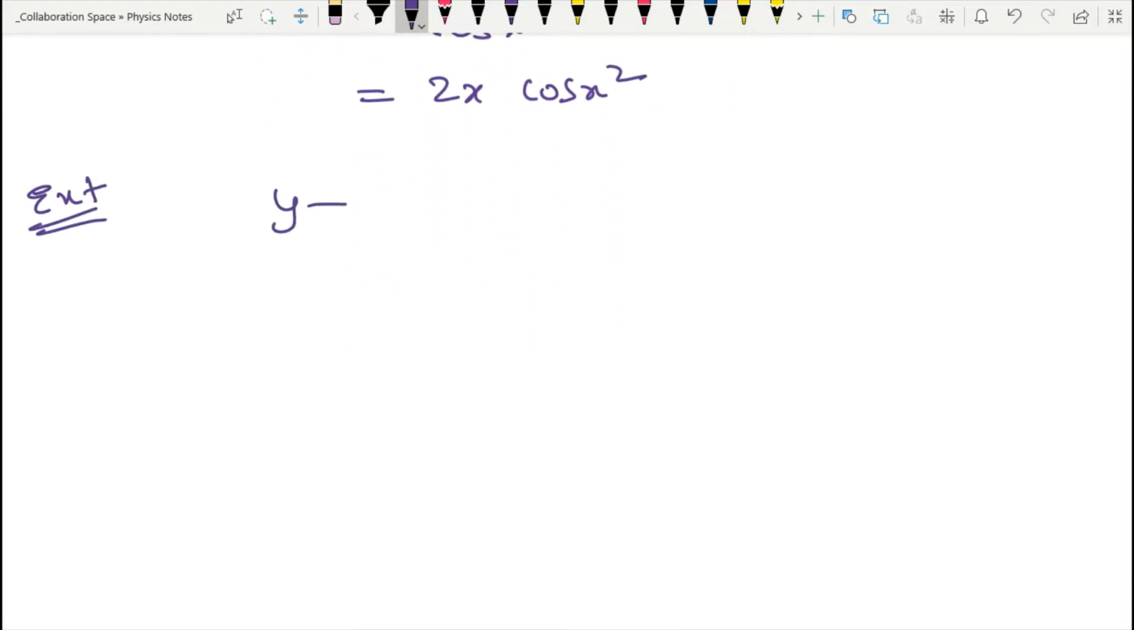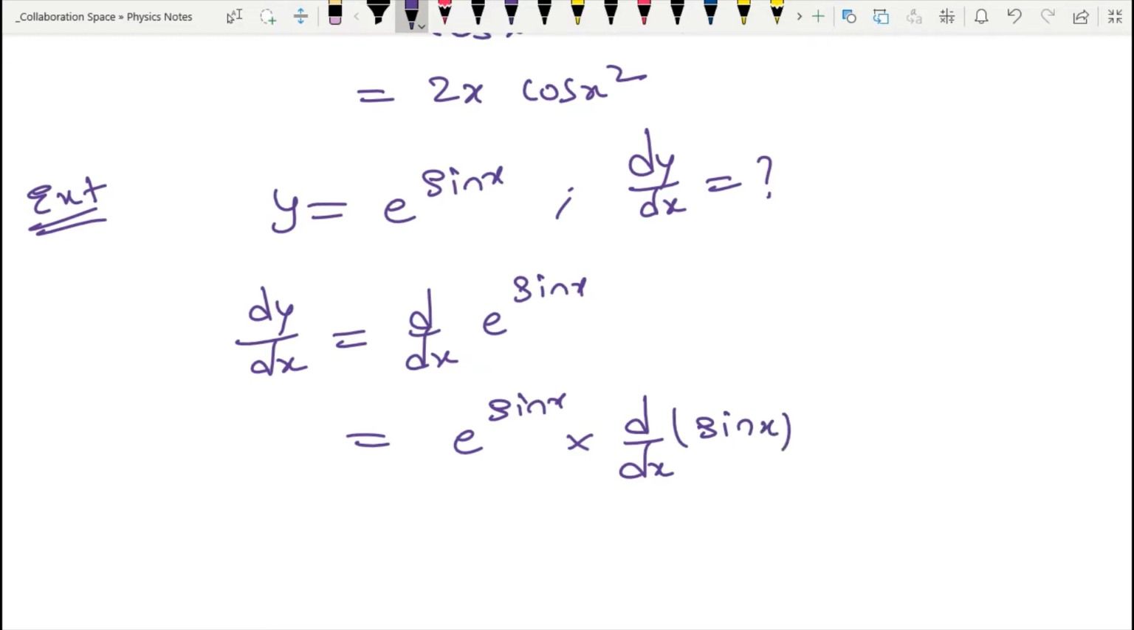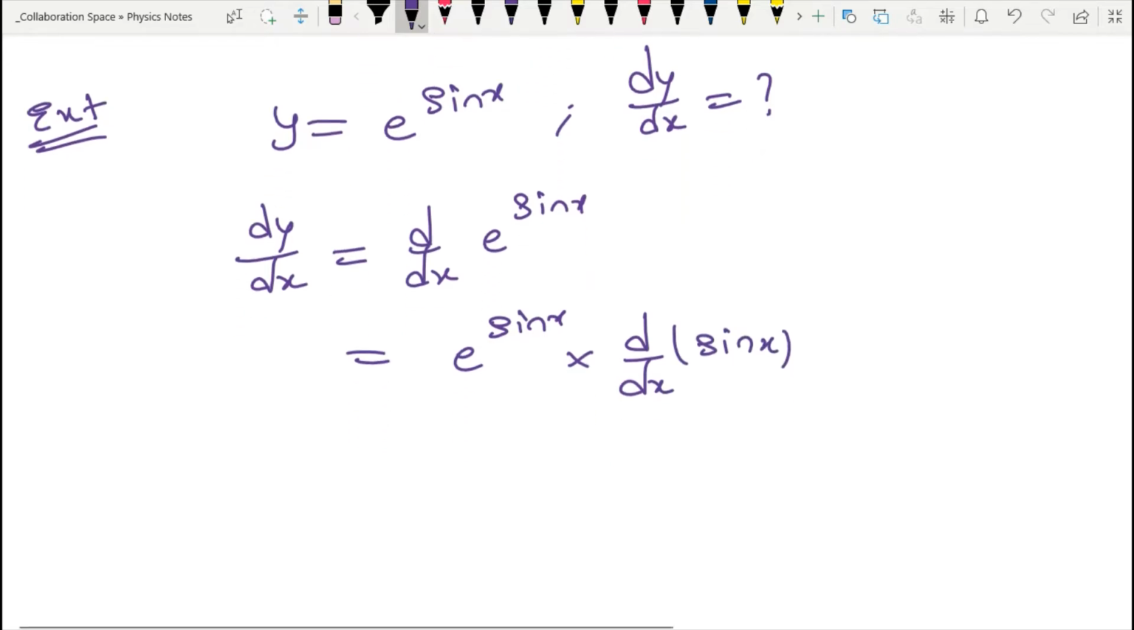Suppose you are having y = e^(sin x) and they are asking us to find the dy/dx value. So what you have to do? You have to apply differentiation both sides. So dy/dx of e^(sin x), and first you are applying the differentiation for e^(sin x), which is e^(sin x) only, multiplied by d/dx of sin x, because this is not x, this is sin x. So that is the reason we are differentiating sin x also.